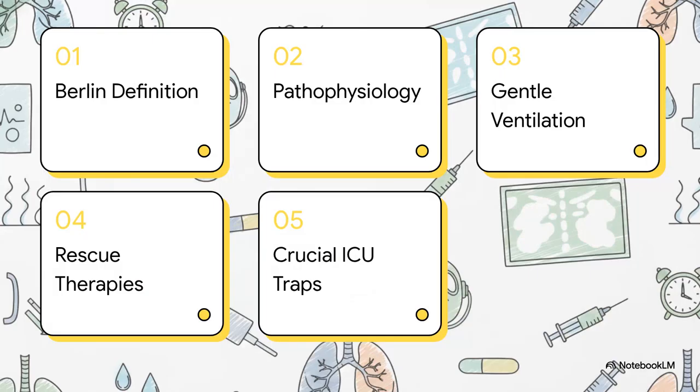Here's our game plan for today. We'll start with the Berlin definition checklist, move into the leaky sponge pathophysiology, talk about gentle breaths ventilation, hit rescue therapies, and finish up with crucial ICU traps.